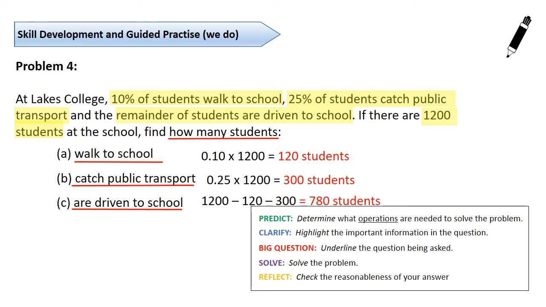Now this last one, you could either work out the remaining percentage, or you could go, we had 1200 students in total, and we have 120 walking and 300 catching public transport, so we must have 780 left. Or you could work out the remaining percentage and say that's 65%, so 0.65 of 1200 is 780. I personally think that way is easier, but both are correct.